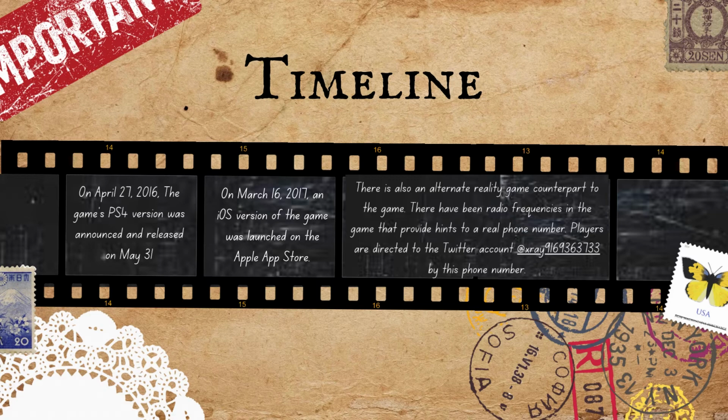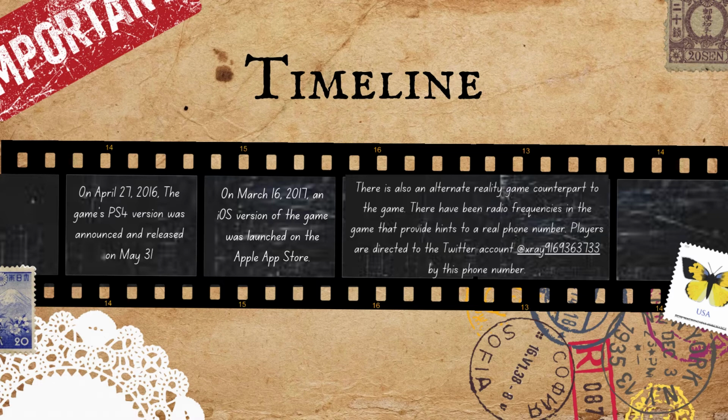There was also an alternate reality game counterpart to this game. There were radio frequencies in the game that provided hints to a real phone number. Players were directed to the Twitter account at X-Ray by the phone number 916-936-3733. The account posted cryptic coded messages that all seemed to point to a real-world location.